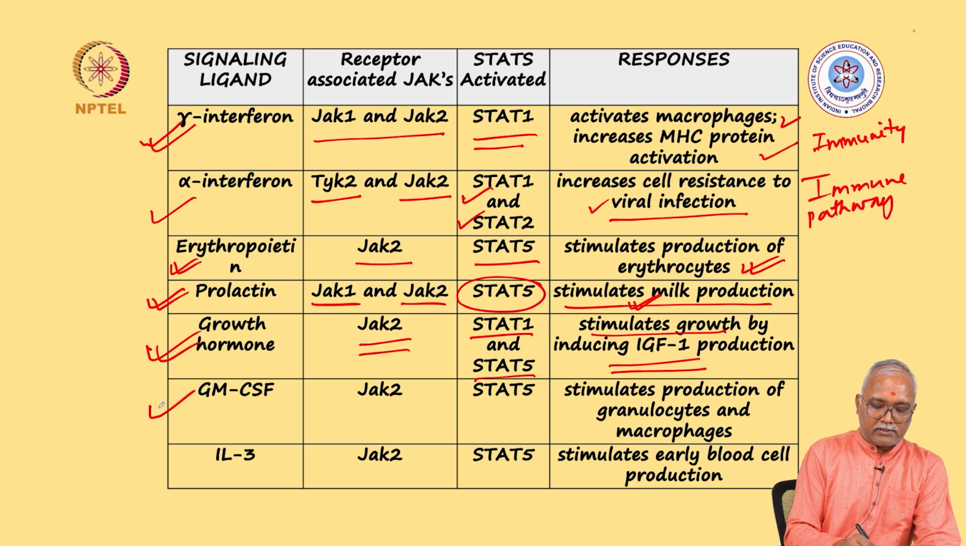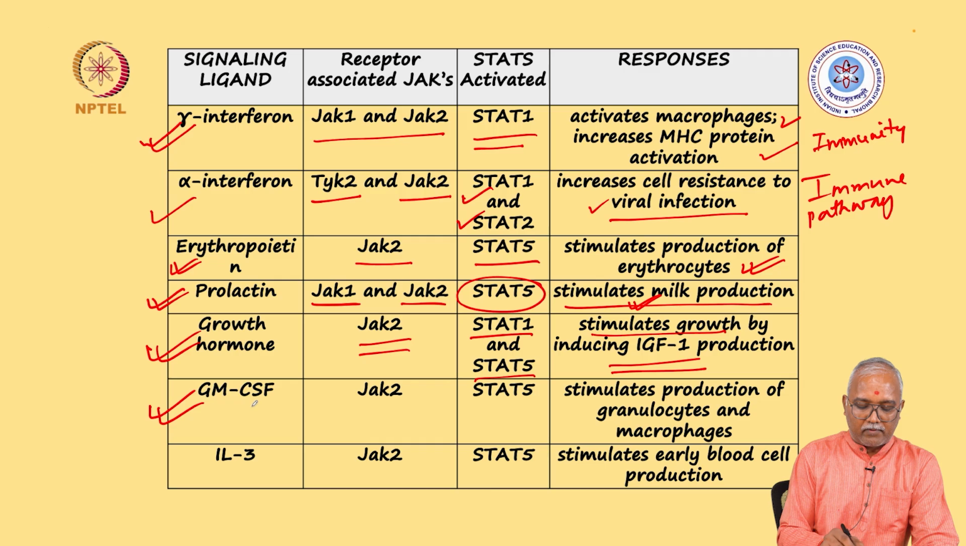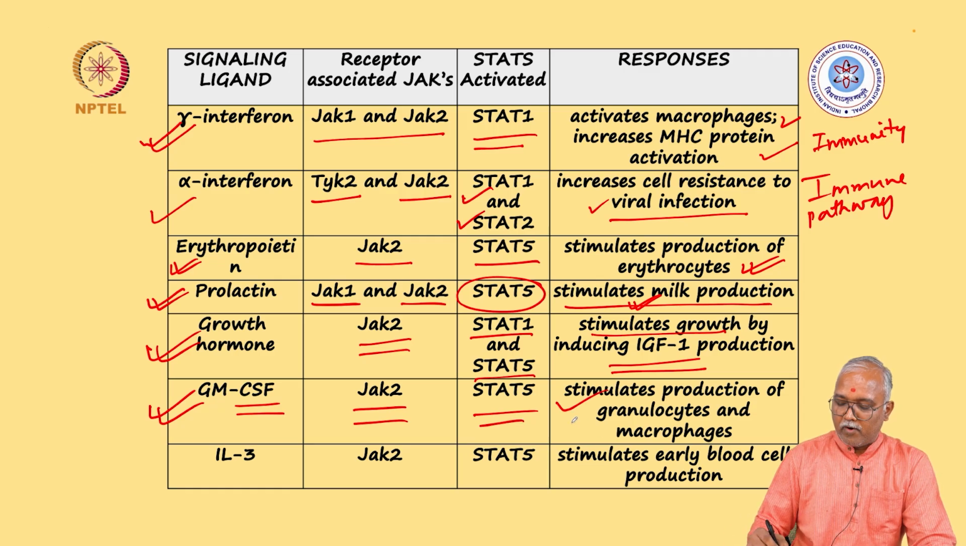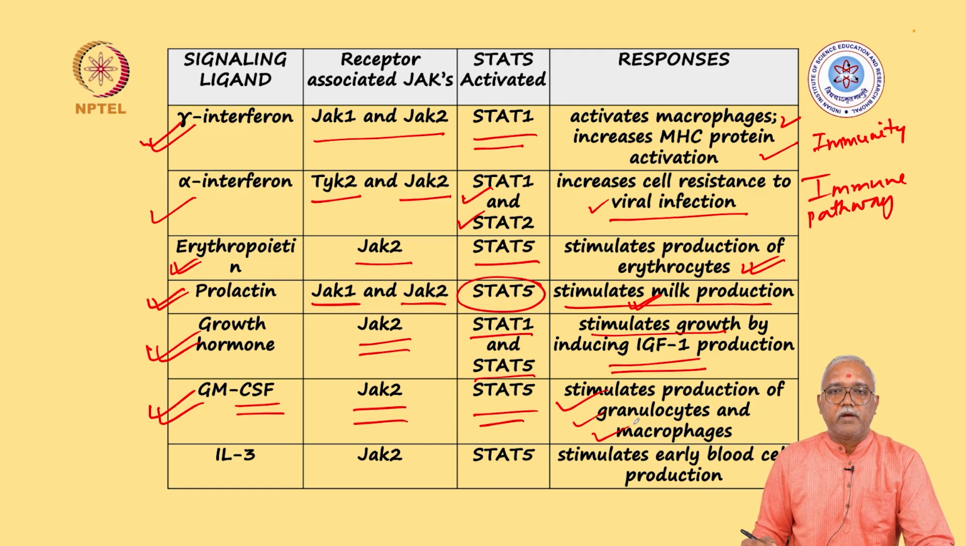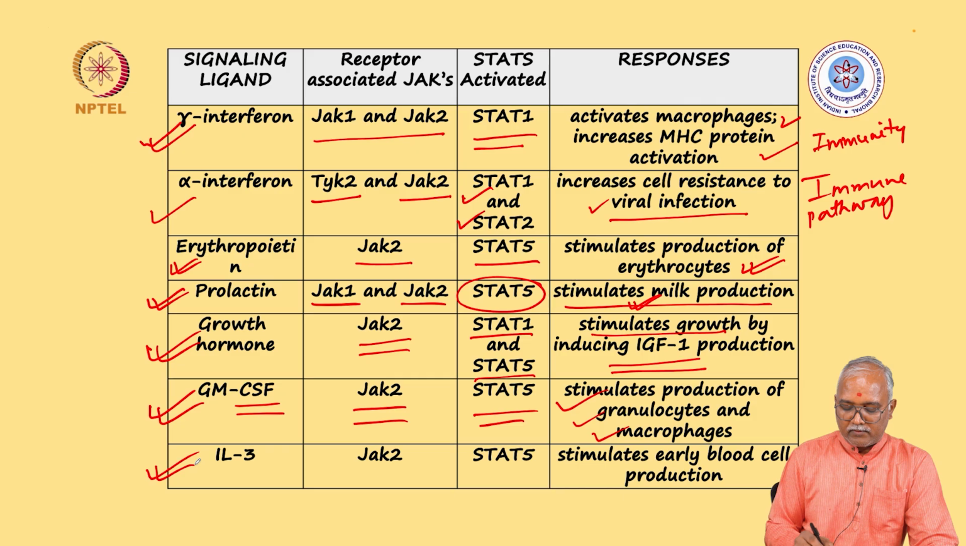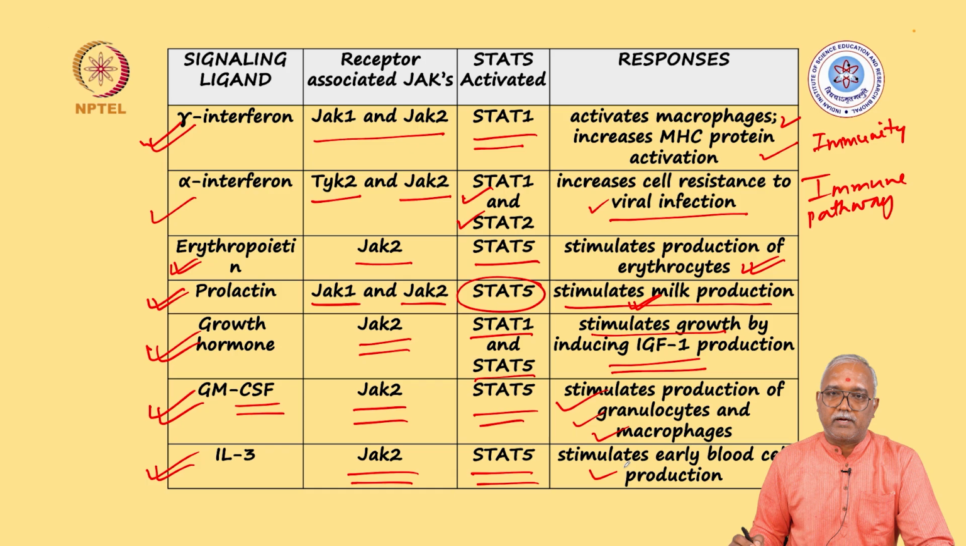Then there are signals which are called GM-CSF, granulocyte and macrophage colony stimulating factor. Here JAK2 and STAT5 stimulate the formation of granulocytes and macrophages. Granulocytes could be neutrophils, eosinophils and basophils, and macrophages, as we say, are the most important type of phagocytic cells. Then there is something called IL-3, interleukin-3. They work through JAK2 and STAT5 and stimulate early blood cell production, some set of progenitors for different types of blood cells.